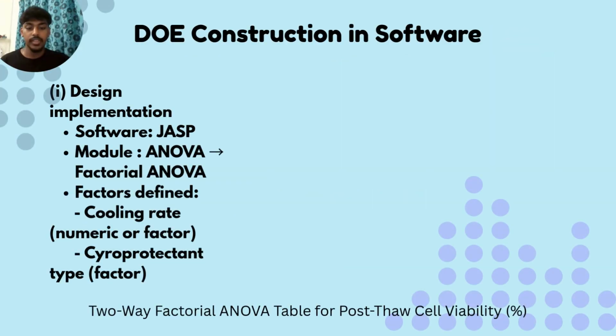This table shows an example of the two-way factorial ANOVA output generated in JASP. The analysis evaluates the main effect of cryoprotectant type, the main effect of cooling rate, and their interaction effect on cell viability. This output demonstrates that the DOE was successfully implemented and analyzed using appropriate statistical methods.